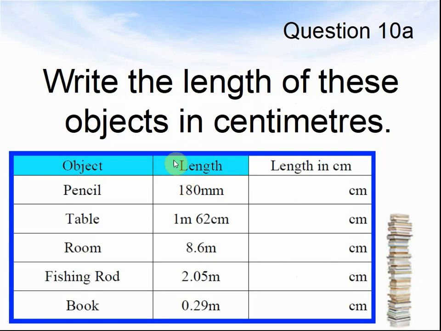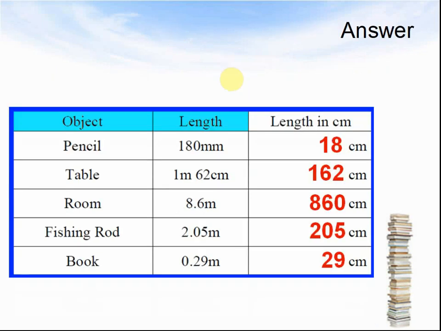Question 10a. Write the length of these objects in centimeters. Pause the video until you are ready for the answer. Here comes the answer. The answers are: 180 millimeters is the same as 18 centimeters. 1 meter 62 centimeters is the same as 162 centimeters.